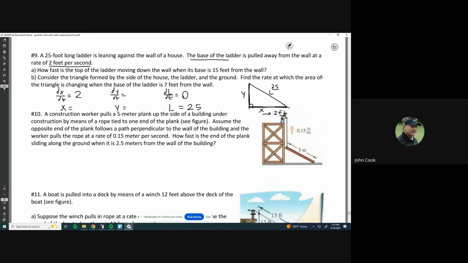And then, in the last part of the first question, part A, how fast is the top of the ladder moving down the wall when its base is 15 feet from the wall? When the base is 15 feet from the wall, that's the x value. So that means when x is equal to 15. So two things that we need to find, dy dt and also y.